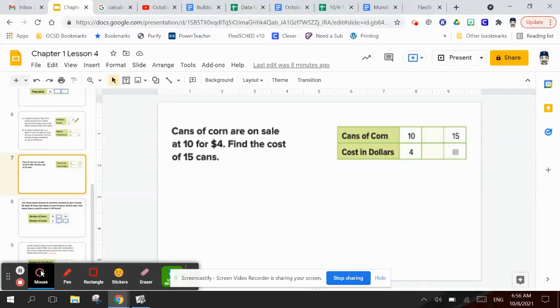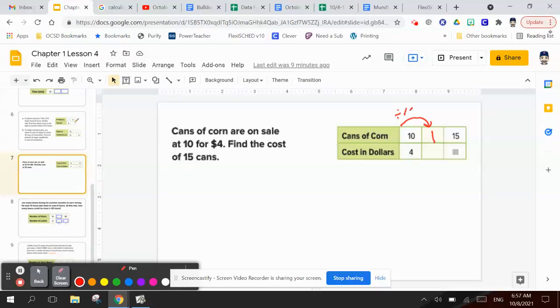So here's another example. It says cans of corn are on sale at 10 cans for $4. Find the cost of 15 cans. So when I look, I can do a couple different things. What I would do is find out how much it is for 1 can. If I want 1 can, I'm going from 10 to 1. That means my numbers are getting smaller, so I have to divide.